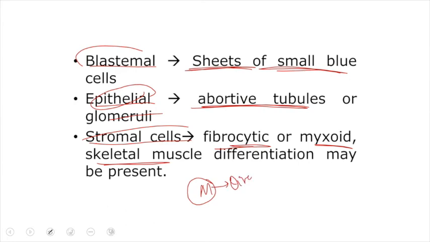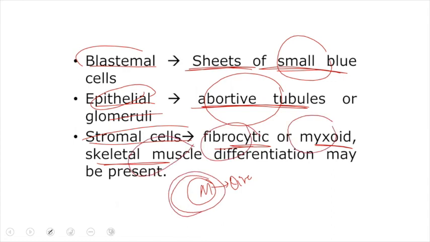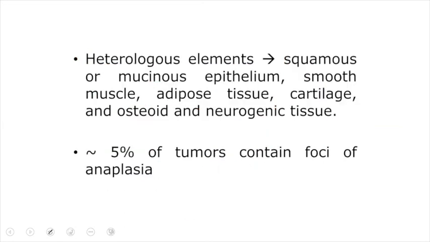this is known as divergent differentiation. Many people can confuse this with a teratoma, but it is not a teratoma, because all these structures, be it the small round blue cells, the abortive tubules, or the fibrotic, myxoid, or skeletal muscle, are derived from the mesenchyme, and this is because of divergent differentiation. So don't confuse it with teratoma. These are all heterologous elements that we can appreciate.